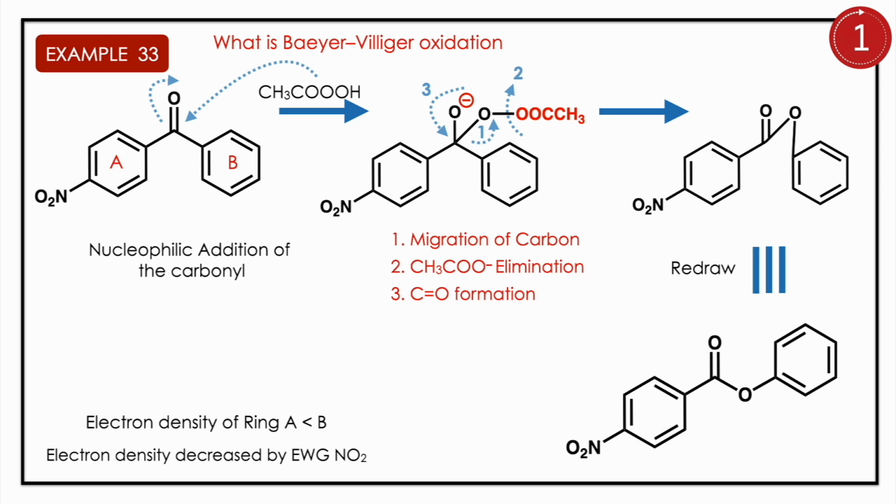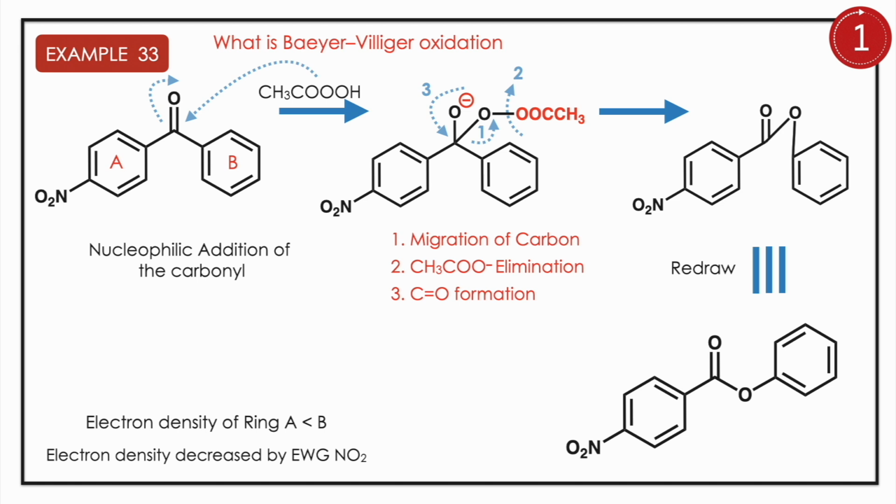So first step will be nucleophilic addition on carbonyl, which creates the new C-O bond and O minus, which makes the carbon unstable. So migration has to happen. Here, which group migrates is the real question. The NO2 is the electron withdrawing group. It makes the ring electron less dense. So the electron density of A ring is less than B. So B ring should migrate, creating the new C-O bond.